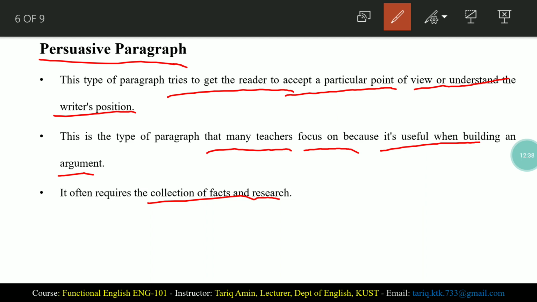They use such sort of writing in order to make the readers believe something, or to make the readers do something. For example, we see different types of advertisements, such as the advertisements of Fair and Lovely, advertisements of Unilever Brothers, advertisements of Lux soap, and such sort of advertisements. They use persuasive paragraph in order to get the customers to buy a particular product.